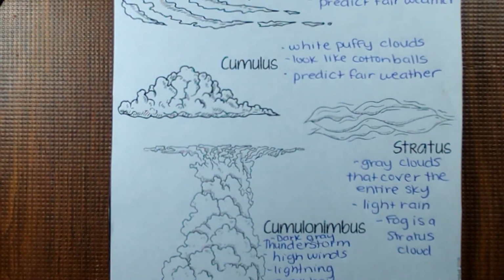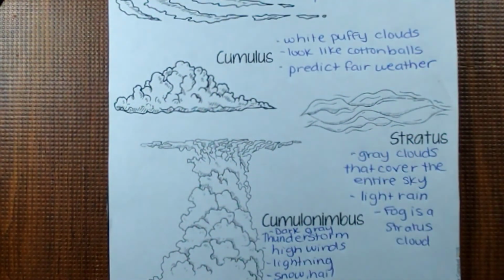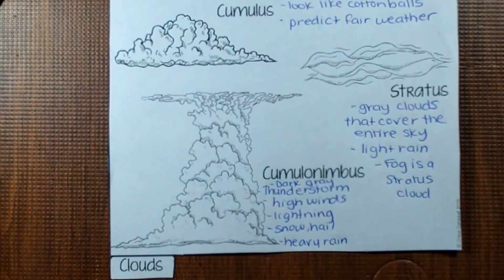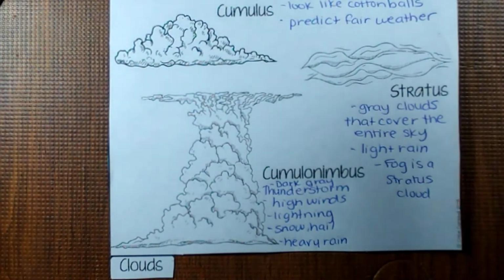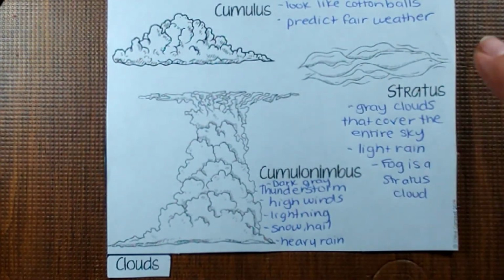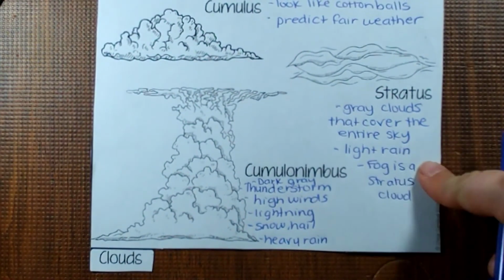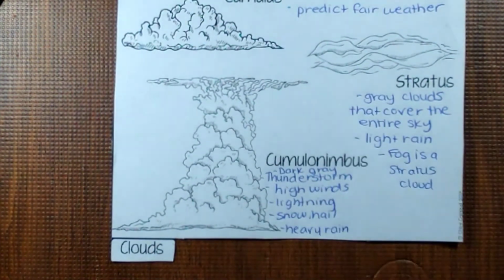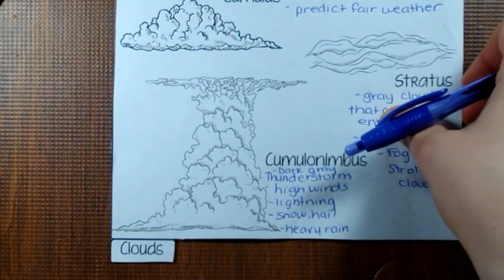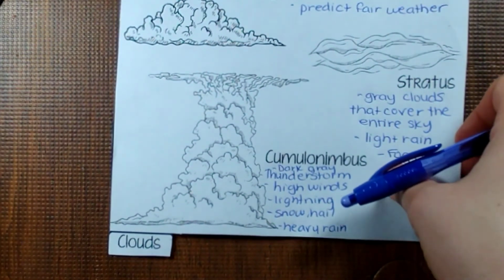Okay, so we have our cirrus clouds, which are high, white, wispy. They predict fair weather. Our cumulus clouds, white, puffy clouds, they predict fair weather. The stratus clouds are closer to the Earth, lower in the atmosphere. They cover the entire sky, might have some light rain. And then our cumulonimbus clouds are very dark. They have thunderstorms, high winds, lightning, severe weather, those kinds of things.